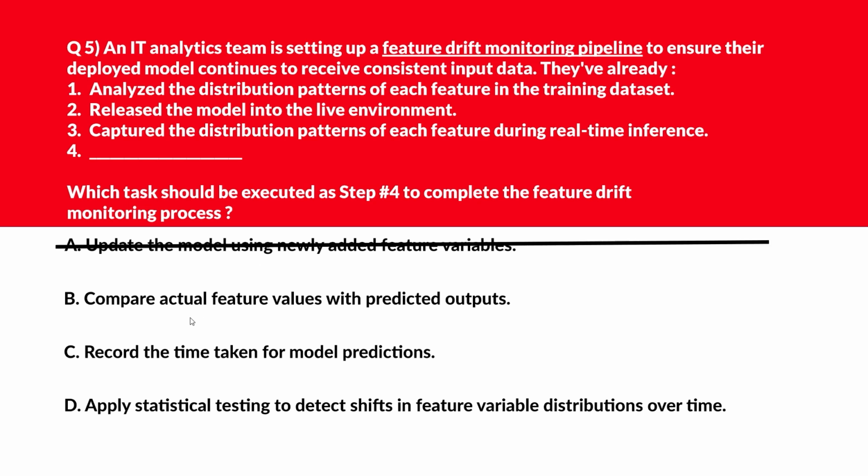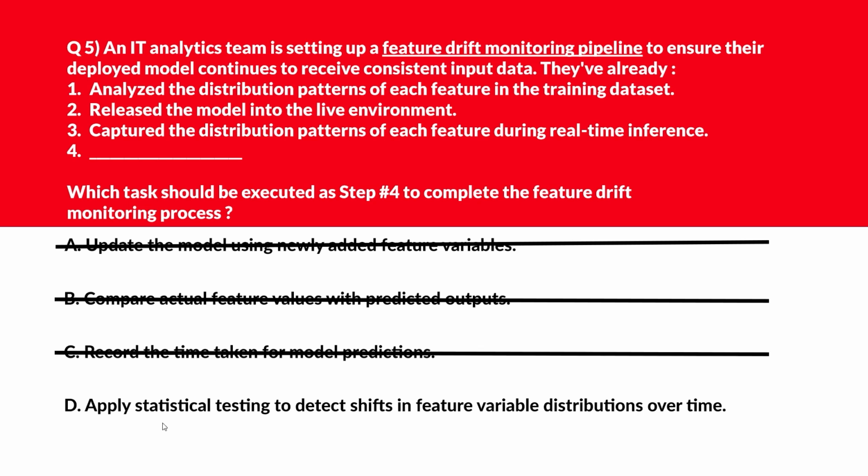Now let's move to option B. B says compare actual feature values with predicted outputs. Comparing actual values with predictions relates to concept drift, not feature drift. Wrong answer. Let's move to C. C says record the time taken for model predictions. Measuring prediction time is a performance metric, not a data integrity check. We'll delete this.